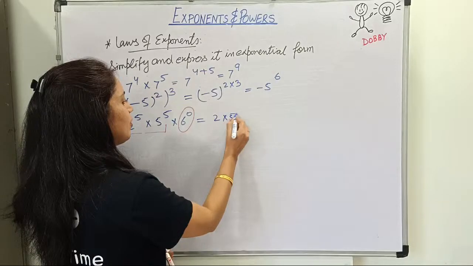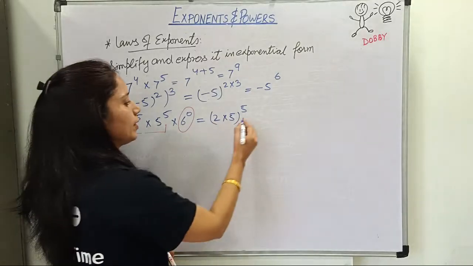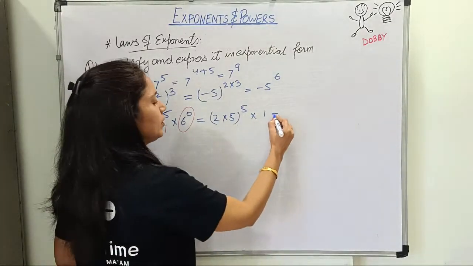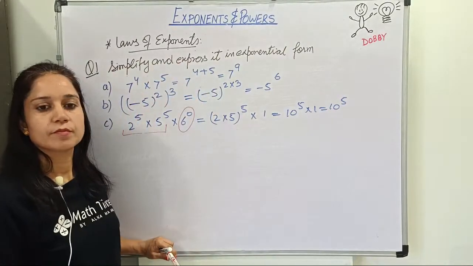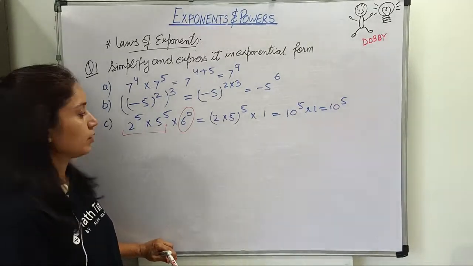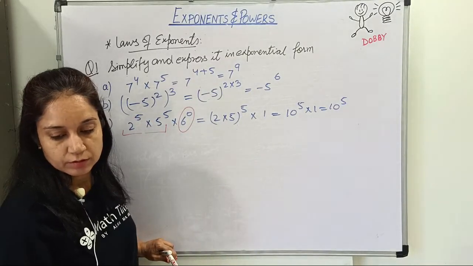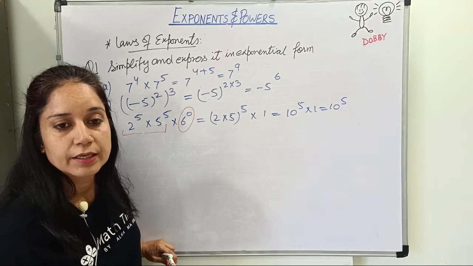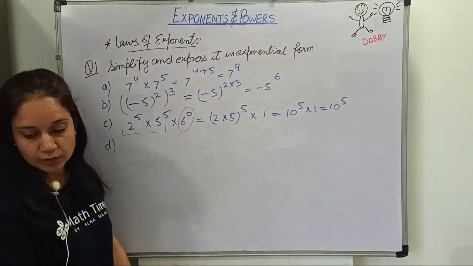So 2 multiplied by 5 raised to the power 5. It is in expanded form. We have put it together in the bracket. Multiply by 1. 6 raised to the power 0 is equals to 1. So it becomes 10 raised to the power 5 multiplied by 1 gives us 10 raised to the power 5. This is your fifth law. Two different bases, same power. Power of a product. Correct, Avipsa. Zoya, correct.